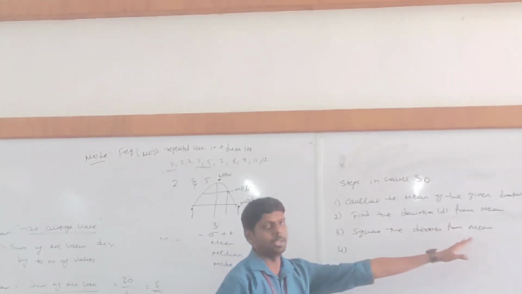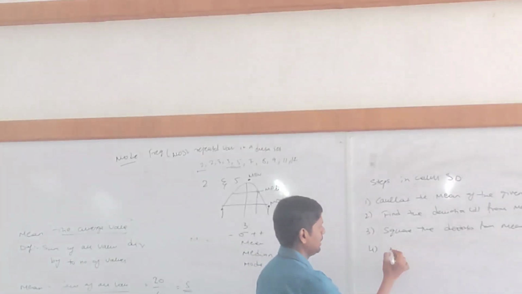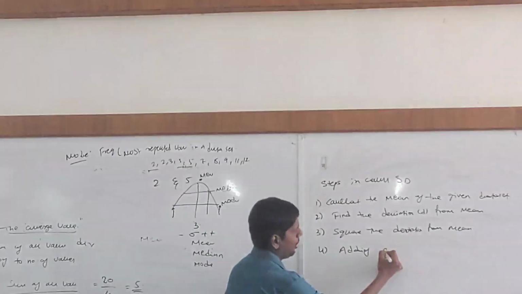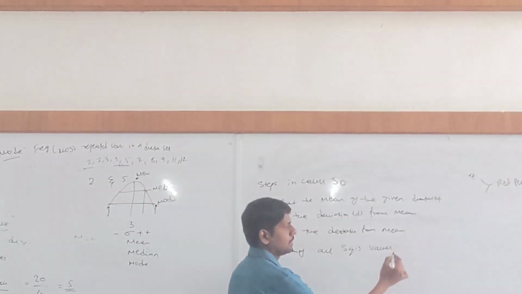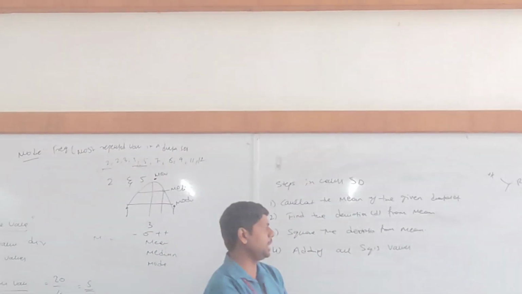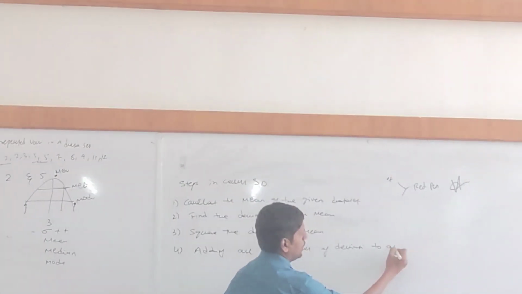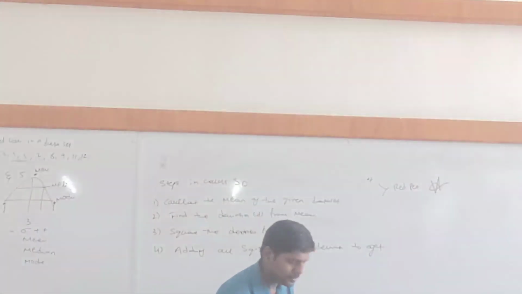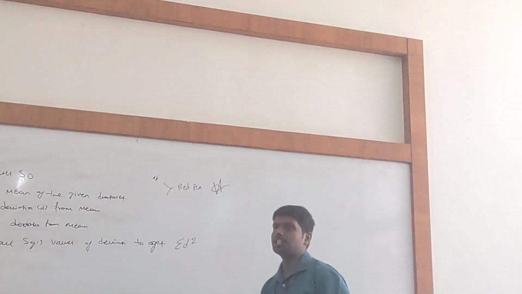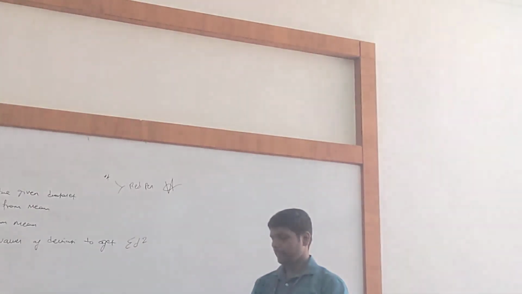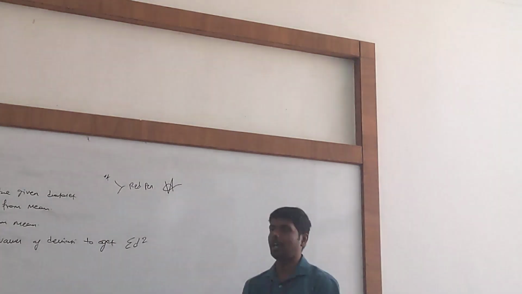Step 4. Now we have squared the deviations from the mean. Step 4 will be adding all the squared values of deviation to get the sum of squared deviations. We are adding all the squared values of deviation to get the sum of squared deviations. Okay?